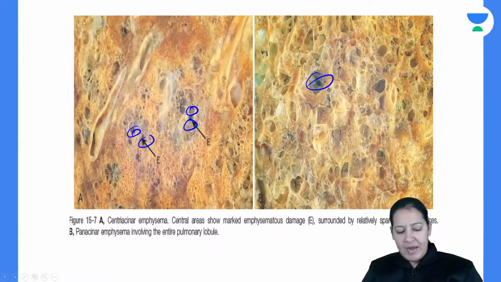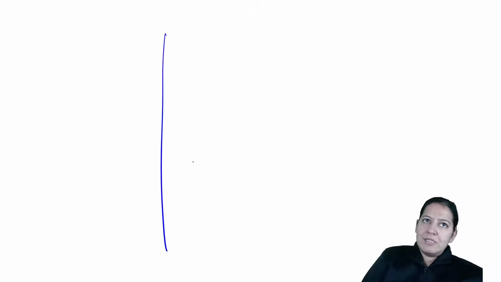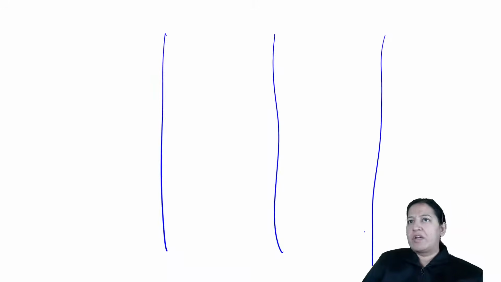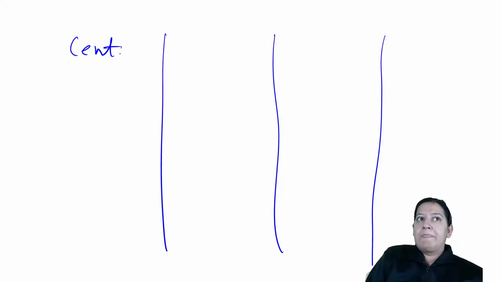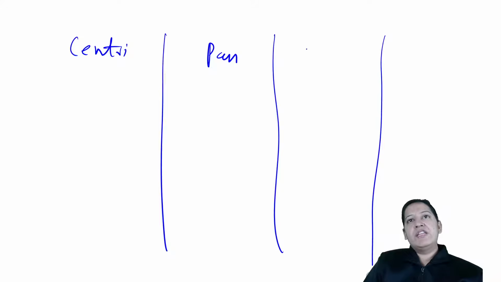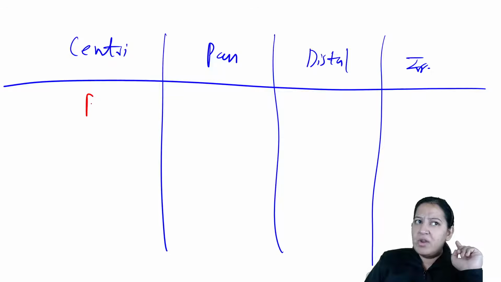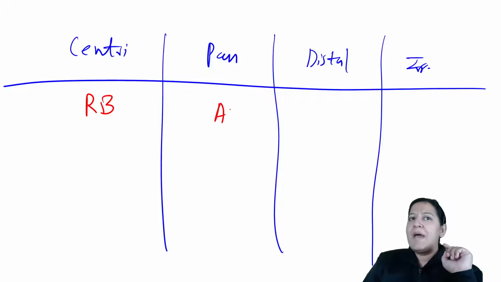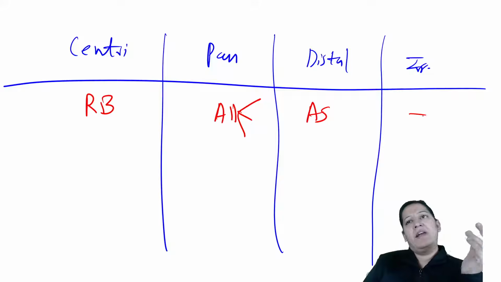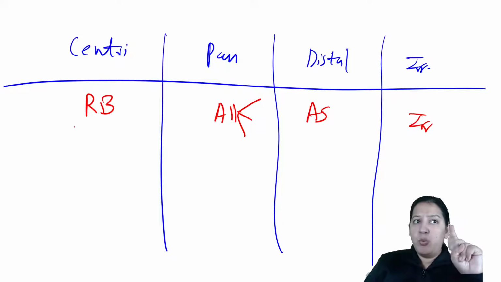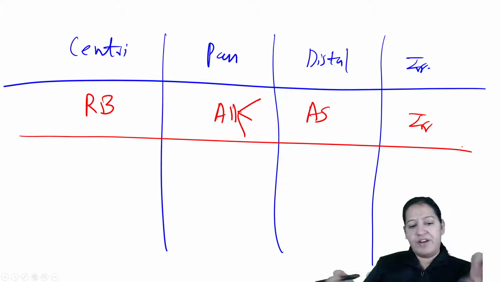So I advise you to make 3 or 4 columns to study the 4 types. First I will teach you centri, then panacinar, then distal or paraseptal, and last is irregular. You should write the differences. First, write the definition. In Centri, only respiratory bronchiole is dilated. Panacinar, all the three structures are dilated. In Distal, alveolar sac is dilated. Irregular is irregular.